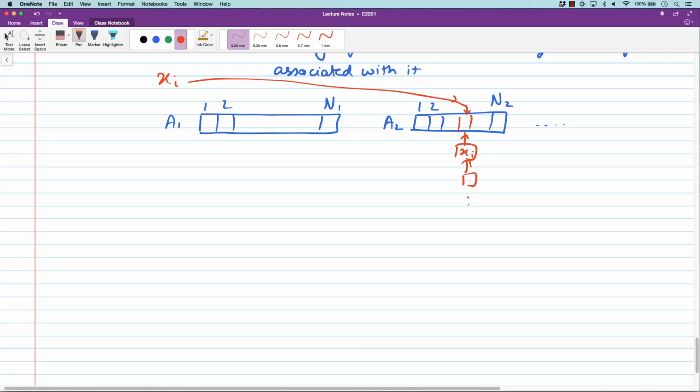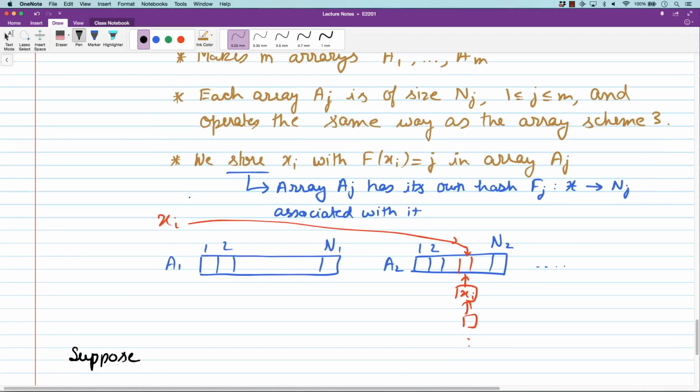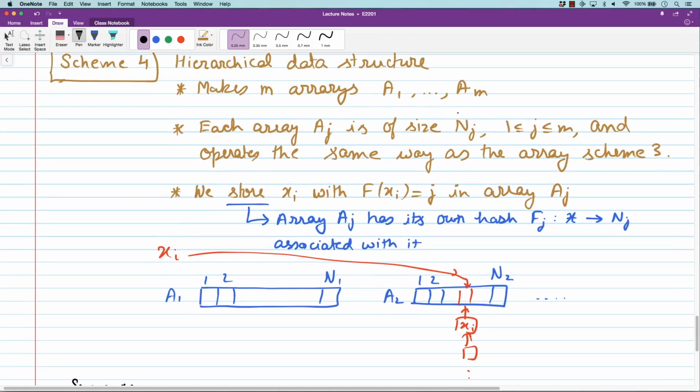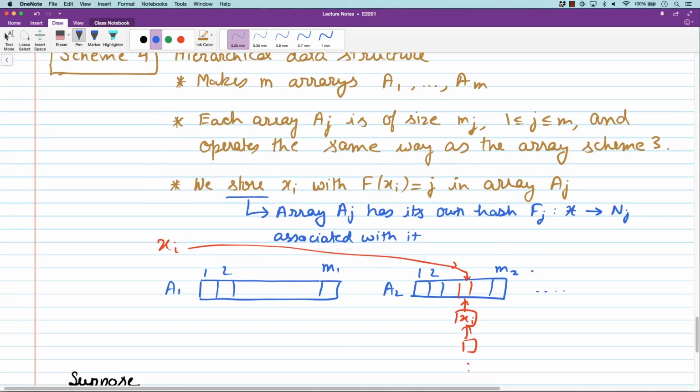Sorry, this is a bad notation. I should have used a different name for this. To be consistent with previous analysis, I should call the length of this guy mj. Total is m, and these are mj. So these elements are m1, m2, m3, so on and so forth.